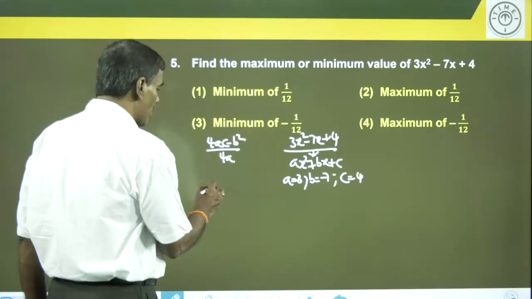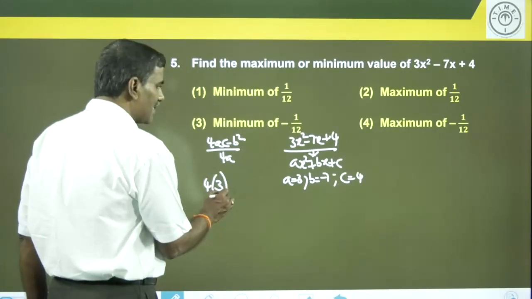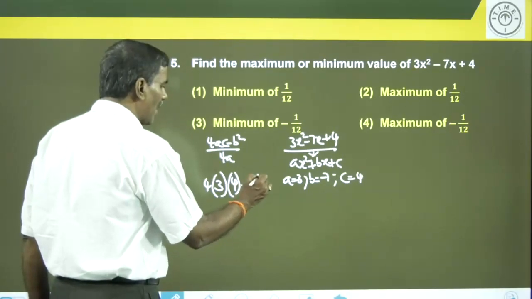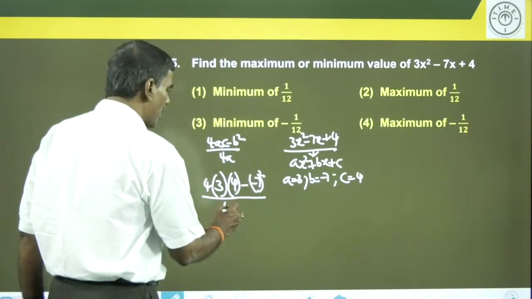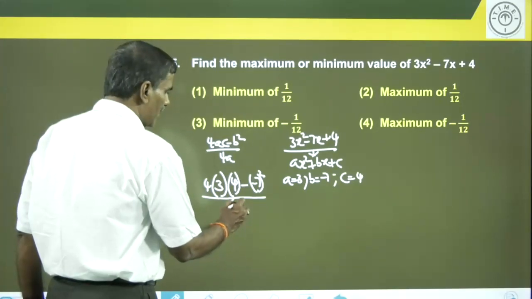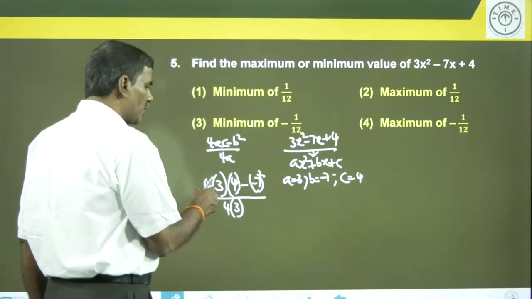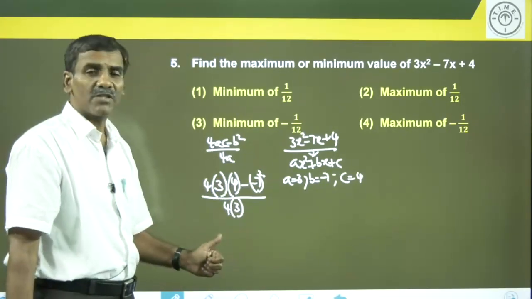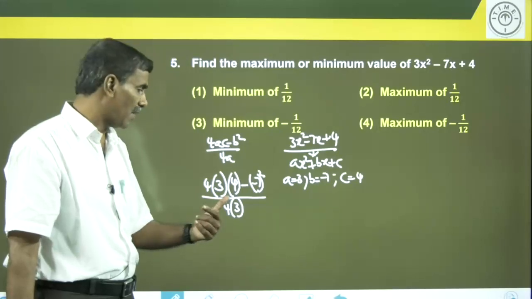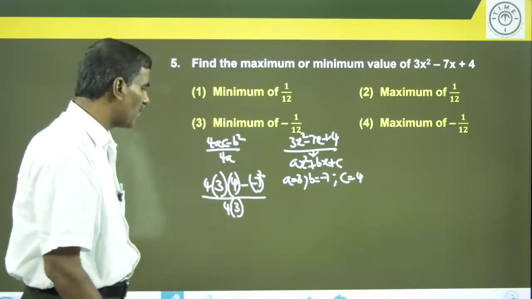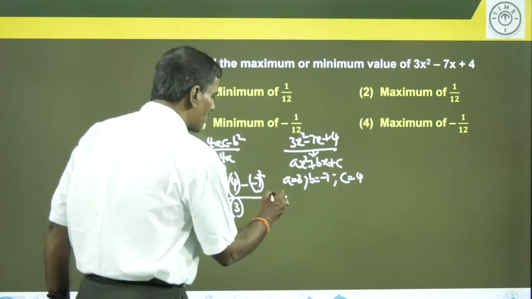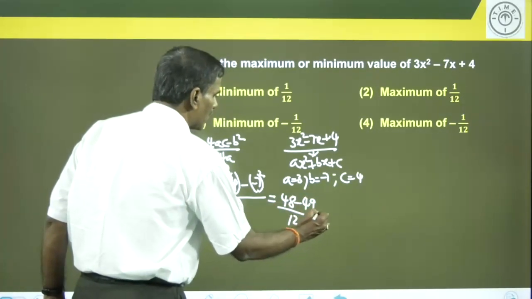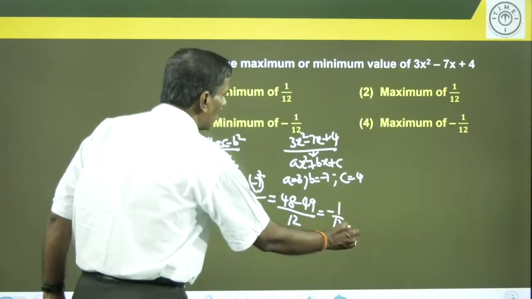So if you go for substitution of the values, a is 3, c is 4, minus b square is minus 7 whole square, by 4a. So 4 into a is basically 3. So its value will become 4 3s are 12, 12 4s are 48. 48 minus 7 square will be positive only, minus 49. So 48 minus 49. That will become basically how much? Minus 1 by 4 3s are 12. So the answer for this question should be minus 1 by 12.